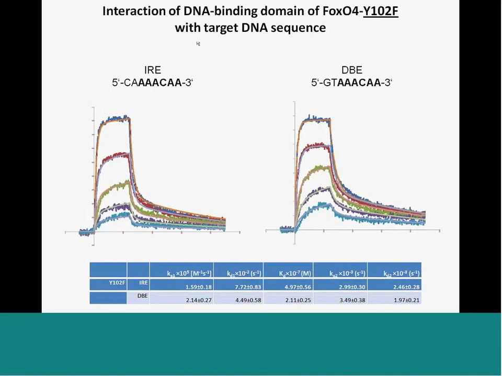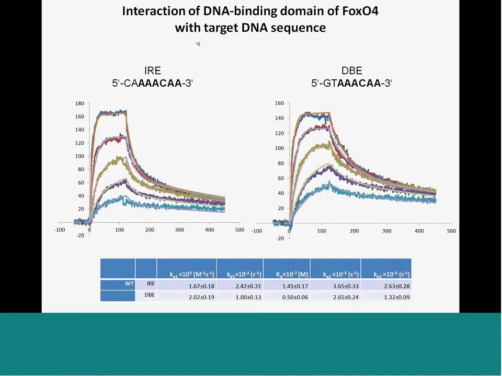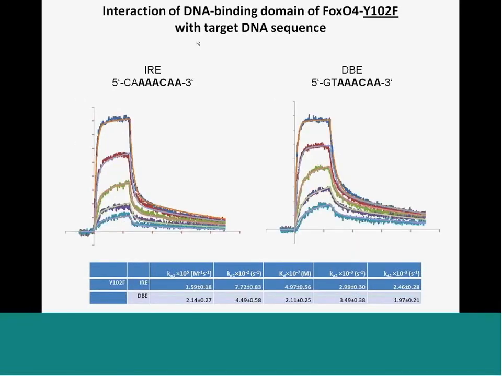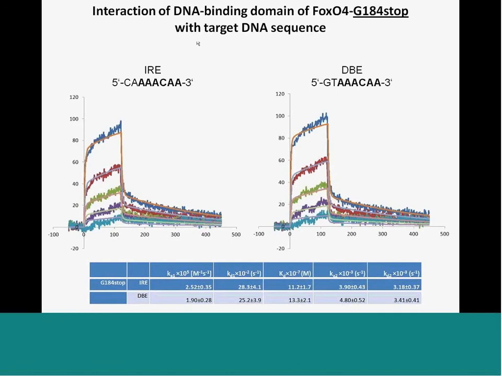So if you compare these curves, the dissociation is not too fast in the wild type, but it's very rapid in this mutant. This is another mutant, the truncated mutant in position 184, and we can see that this mutant is not able to bind anymore.